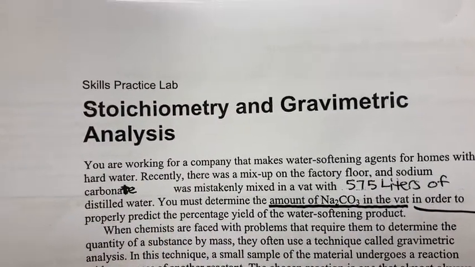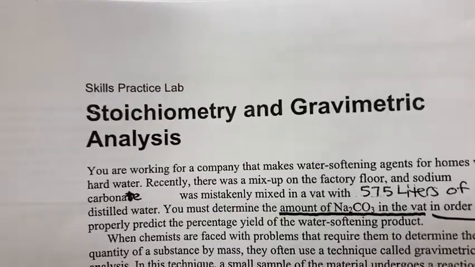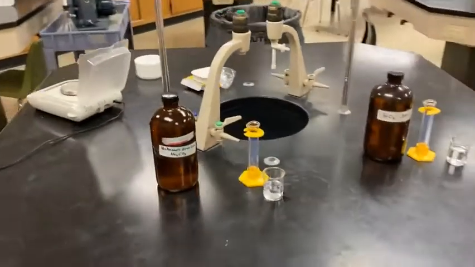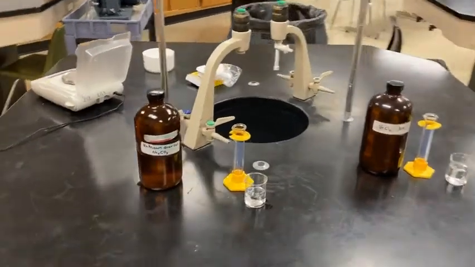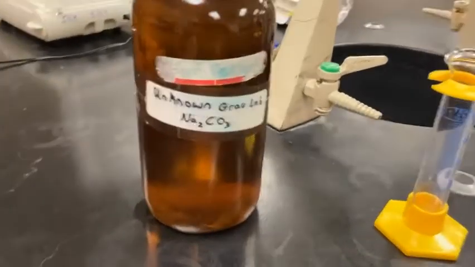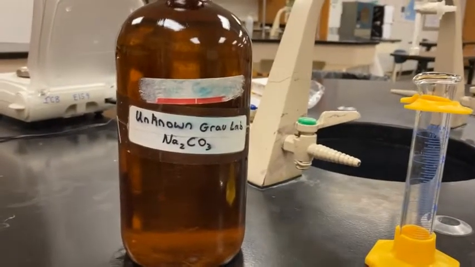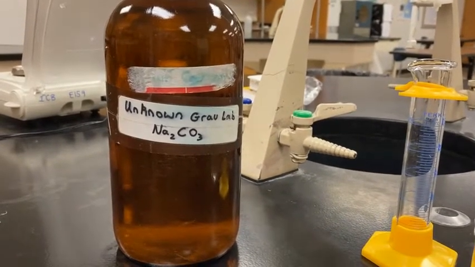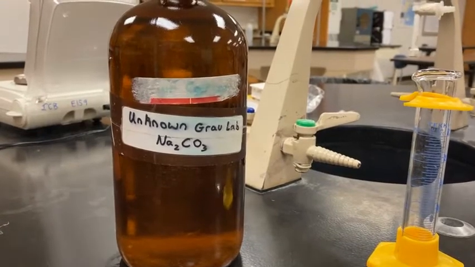Today we have a fun lab, if you were in class for it, called Stoichiometry and Gravimetric Analysis. And as you have seen, or read about in your pre-lab, we have an unknown solution here that has been made in a larger vat. This is just a sample of a sodium carbonate solution, Na2CO3.